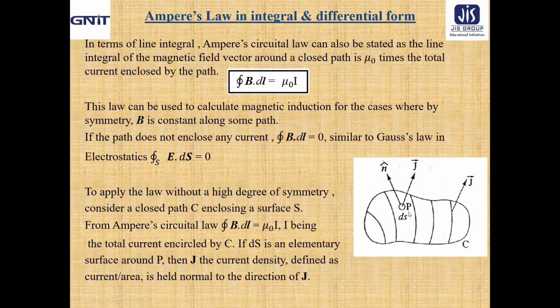Now if ds is an elementary surface of area around a point P, then J, the current density, is defined as the current per unit area, where the area is held perpendicular to the direction of J.